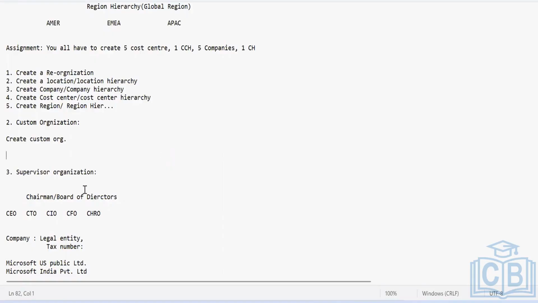Thank you. The next part is your supervisory organization. As I stated, it is one of the most important things that we have in our HCM system. Before I go there, I just wanted to check if there is anything that you have not understood in custom organization. I'll take this silence as no questions and you have understood everything.